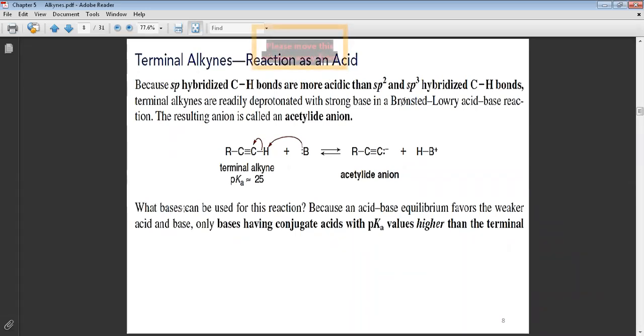What base can be used for this reaction? Any base, strong or weak? Because in an acid-base equilibrium, the equilibrium favors the weaker acid and base. Only bases whose conjugate acids have a pKa higher than the terminal alkyne can be used.